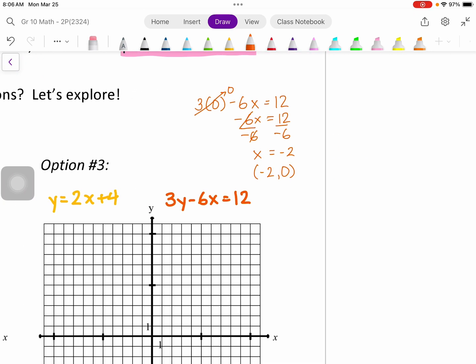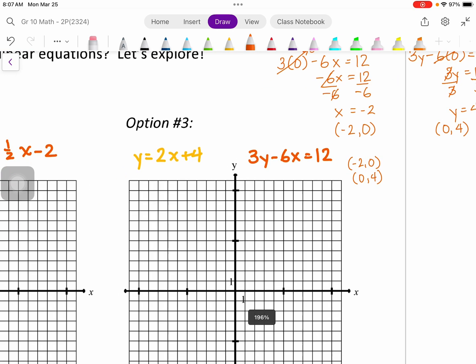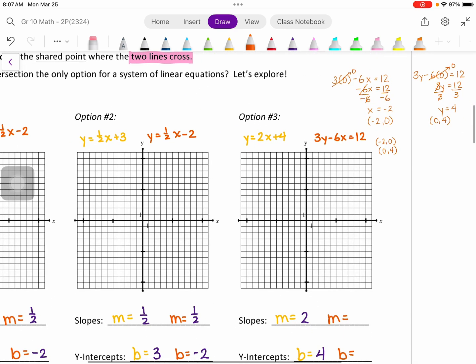And then the next thing I can do is substitute in a 0 for x and solve for y. So that makes this one 0, so 3y is 12. I'll divide both sides by 3 to get y equals 4. So in this case, when x was 0, y was 4. So those are 2 points that I'm going to plot. I'll just write them here so they're close and I can see them when I get to this question. So there we go. We have our slope and our y-intercept for all of these.